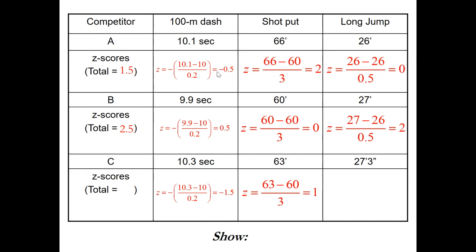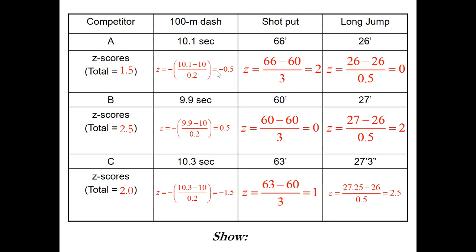But here on the long jump, they did even more impressive than competitor B. They actually did 2.5 standard deviations above the mean. But that 100-meter dash time was really hurting them, 1.5 standard deviations slower than the mean performance. It's a total of 2.